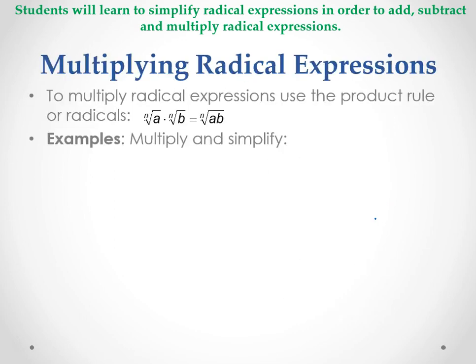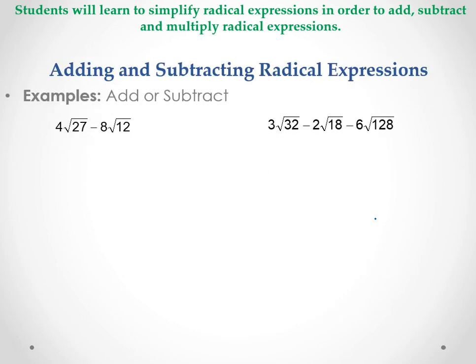To subtract, you do the same thing. Okay, so square root of 27 breaks into 9 and 3. The square root of 9 is 3, so we've got 12 square roots of 3. Minus the square root of 12 is the square root of 4 and the square root of 3. The square root of 4 is 2. 2 times 8 is 16. 16 square roots of 3. So our final answer is a negative 4 square roots of 3.